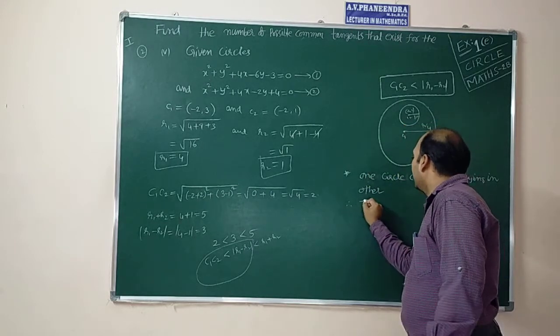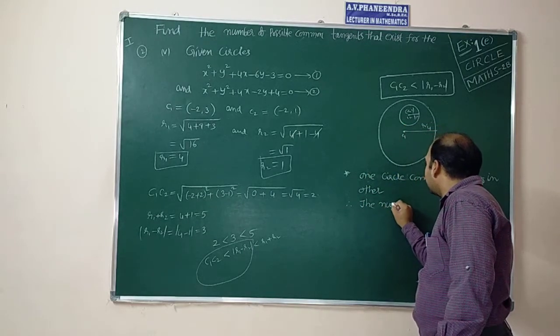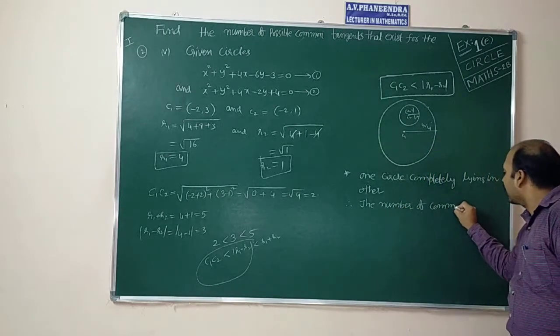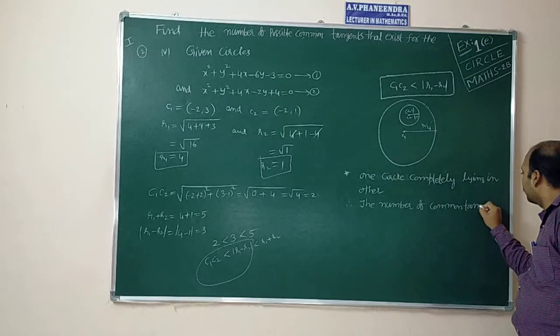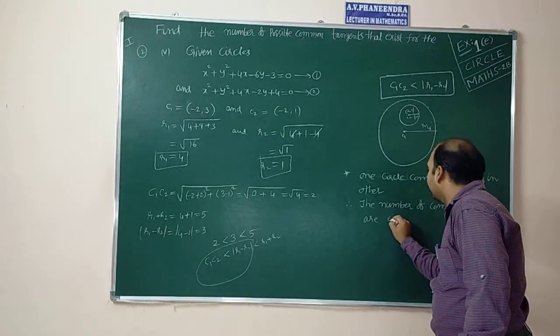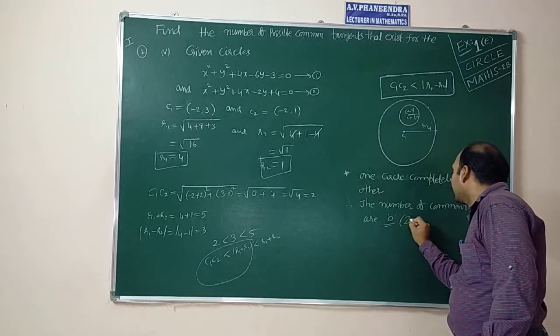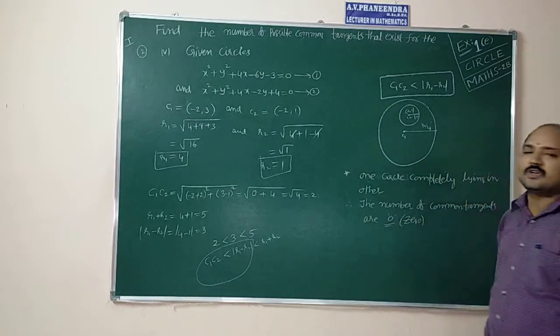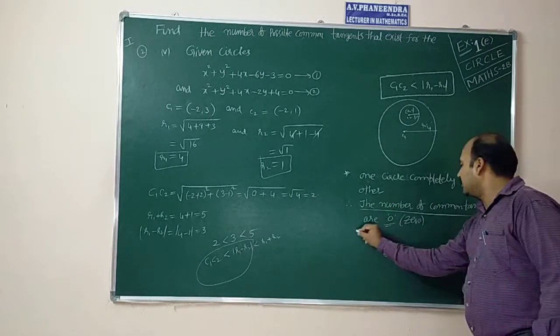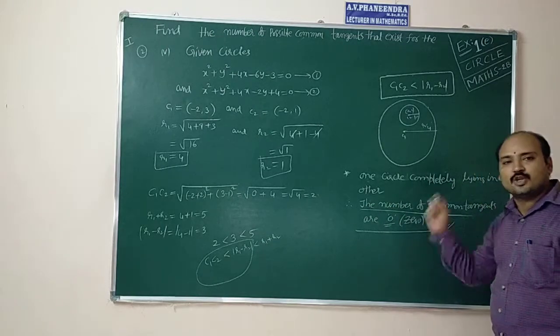Therefore, the number of common tangents is 0. There is no possible common tangent. That means there are no possible common tangents. Number of common tangents is 0.